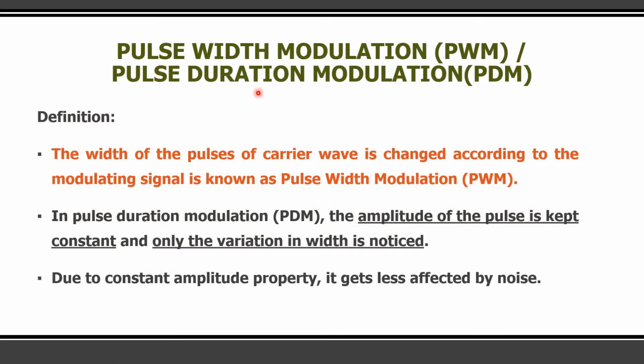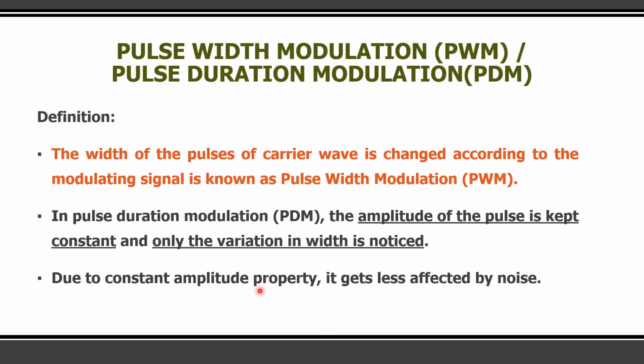Here, what is the meaning of pulse width modulation? This is also called pulse duration modulation. In pulse width modulation, the width of the pulse is varied with respect to the message signal amplitude. If the amplitude increases, the width of the pulse will increase. If the amplitude reduces, the width of the pulse will reduce. The information is preserved in terms of pulse width variation. So here the amplitude of the pulse is constant, only the width of the pulse varies.